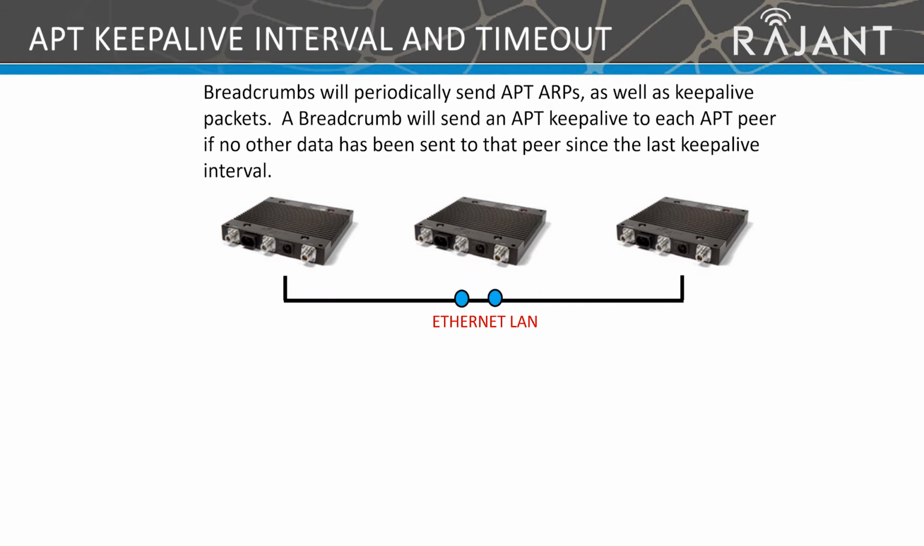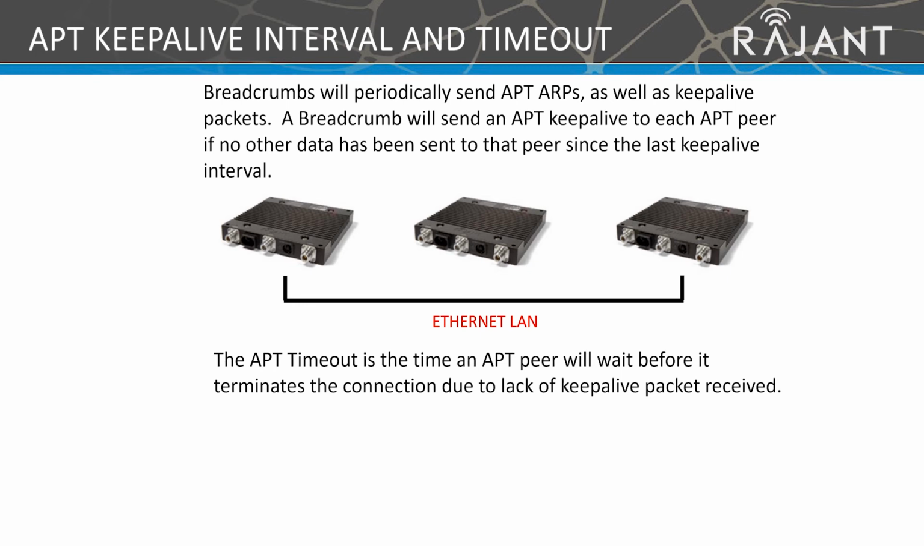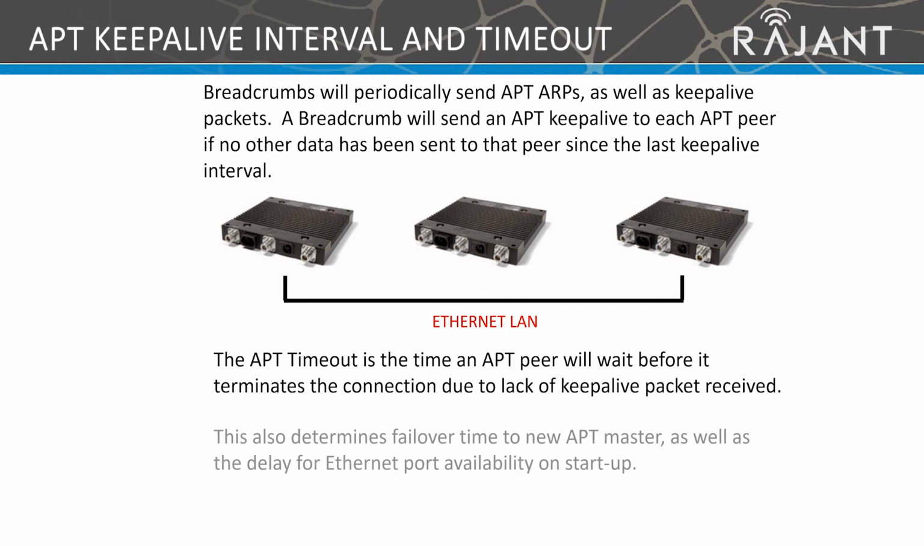Breadcrumbs will periodically send APT ARPs as well as keep alive packets. A breadcrumb will send an APT keep alive packet to each APT peer if no other data has been sent to that peer since the last keep alive interval. The APT timeout is the time an APT peer will wait before it terminates a connection. If APT timeout occurs and nobody's heard from the APT master, it will be assumed that the APT master is gone and the APT slave with the next highest priority will take over as master. This is what we call failover.